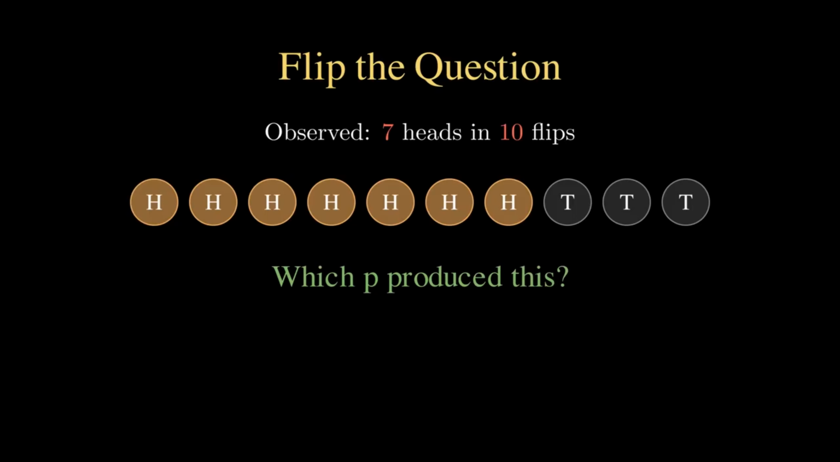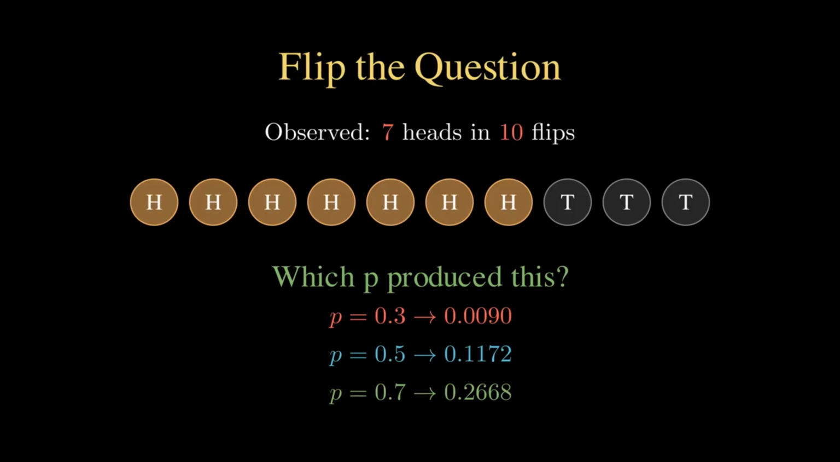If P were 0.3, you'd compute the formula and get a pretty small number, 0.009. If P were 0.5, it's a bit higher, 0.170. But if P equals 0.7, that gives the highest value, 0.267. So 0.7 looks like the best candidate.